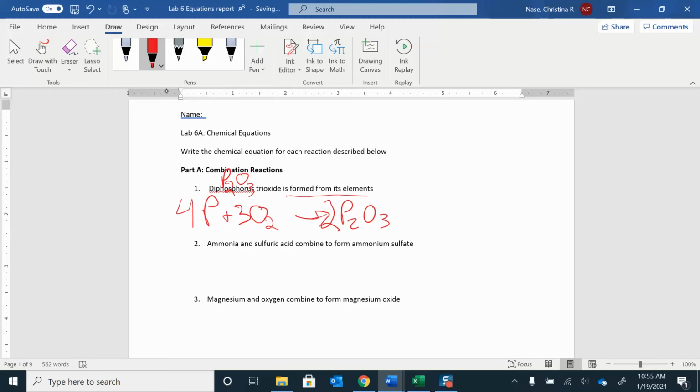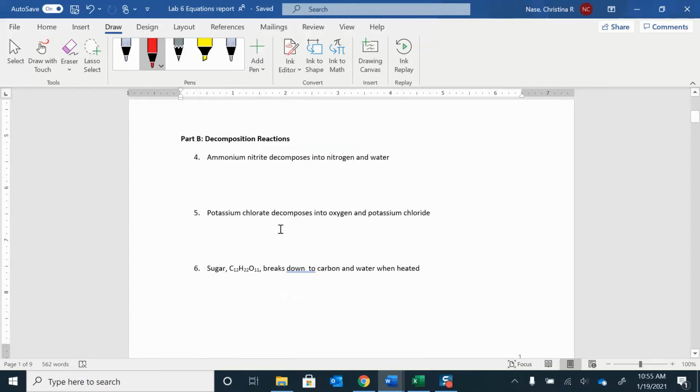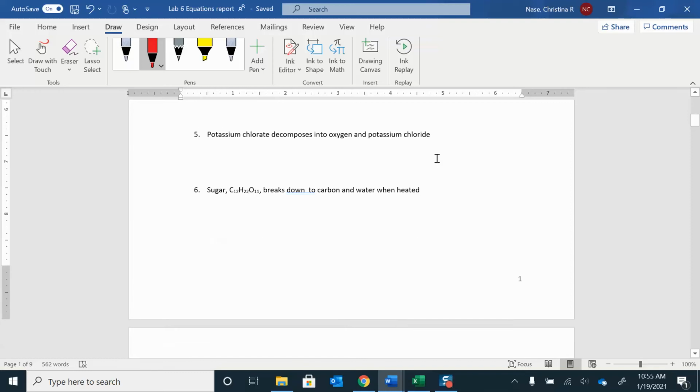All right, so then you just double check. I've got 4 P, 4 P, 6 O's, and 6 O's. Remember, you're multiplying the coefficient by the subscript. So in the first part, you just have combination reactions, you have decomposition. So you're going to start with something big and split it up into smaller pieces.